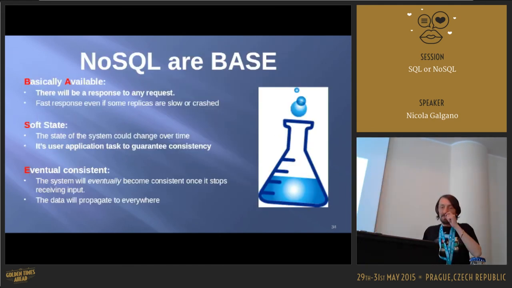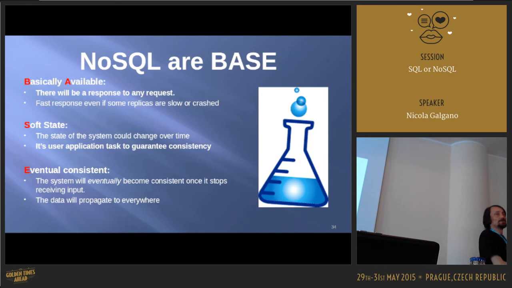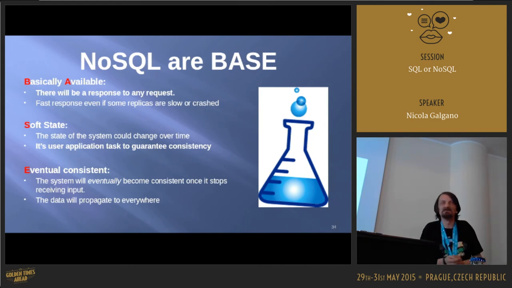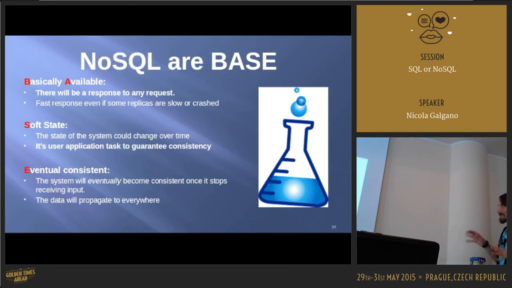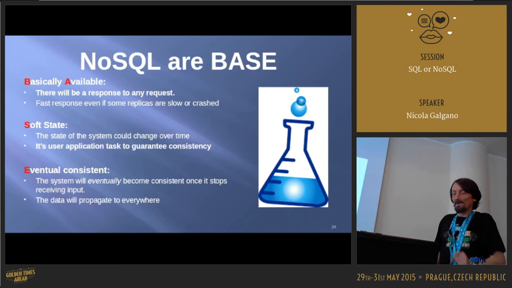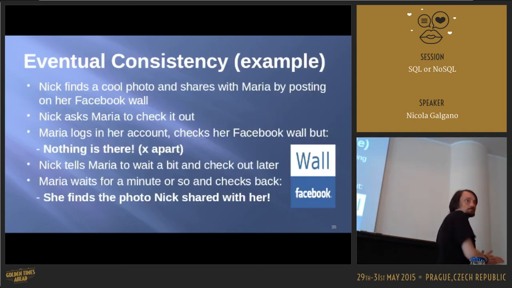But NoSQL databases don't use ACID. They claim to be BASE. What does this mean? Basically available, soft state, and eventually consistent. It seems something, but a little bit strange. I'll give you an example. How many of you have experienced this kind of thing?